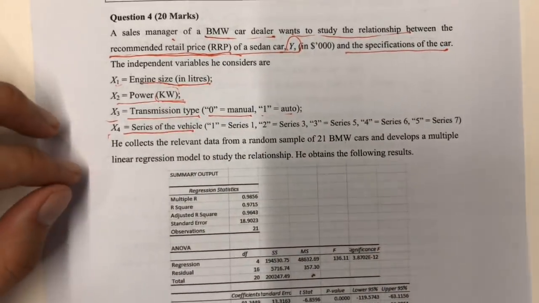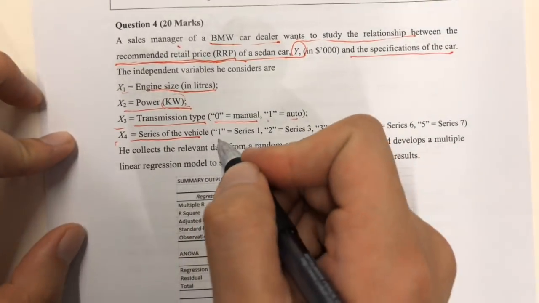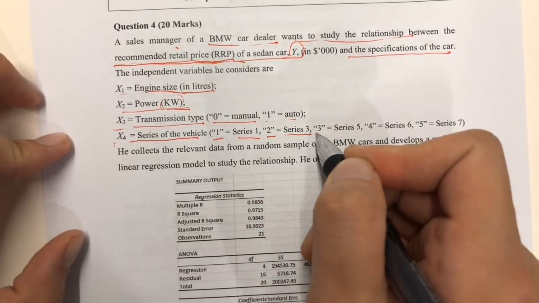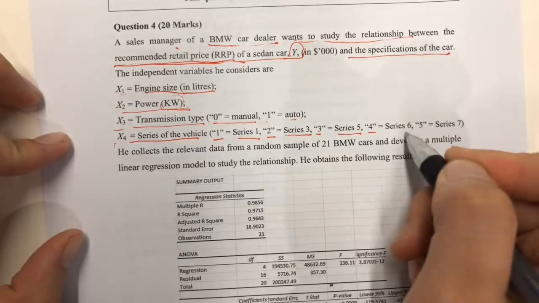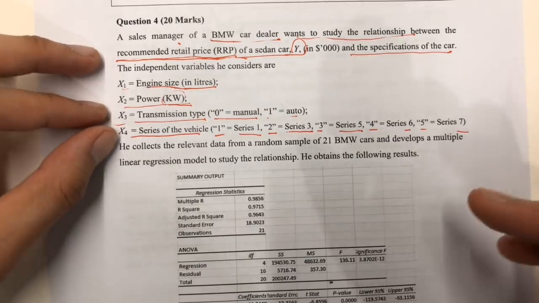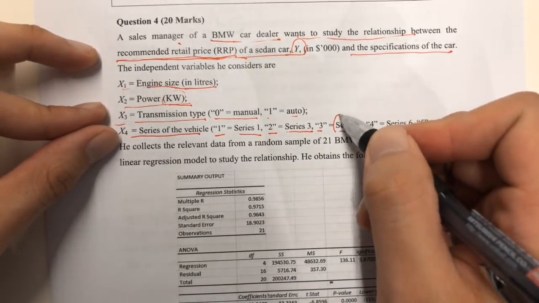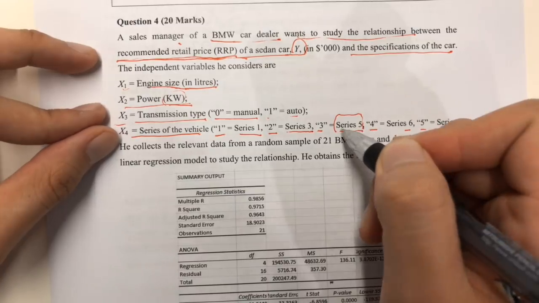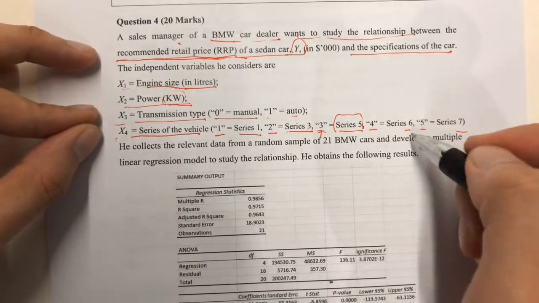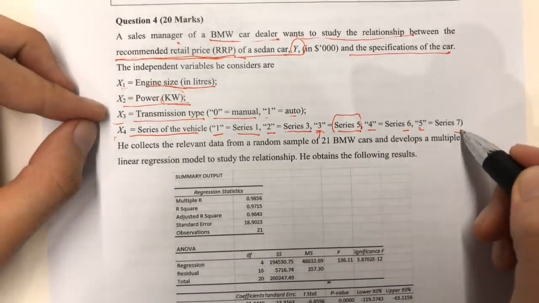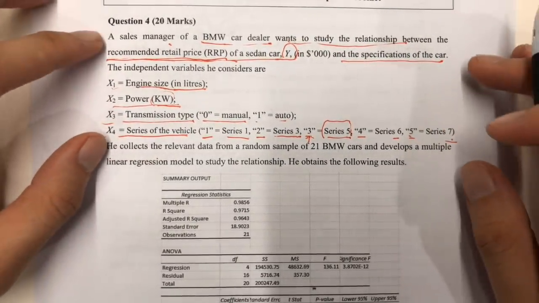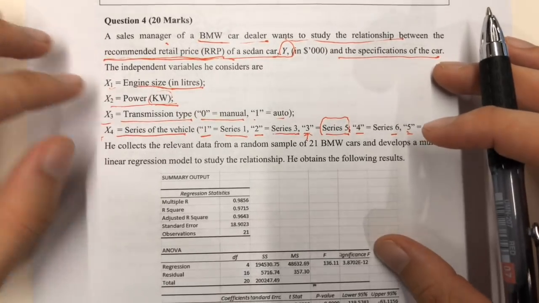So this is very interesting because for the series we define 1 as series 1, 2 as series 3, 3 as series 5, 4 for 6, and 5 for 7. So when you make a prediction later on, and it tells you it's a series 5 car, then you need to input 3 over here instead of 5, because 5 is for series 7. All right, so this is a little bit annoying, but this is the thing that we need to pay attention to when you read the question.